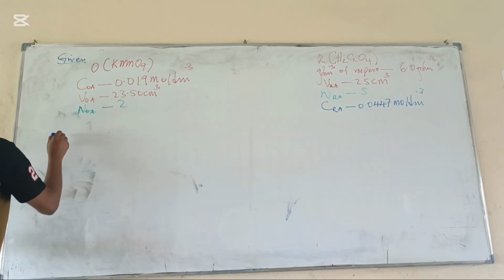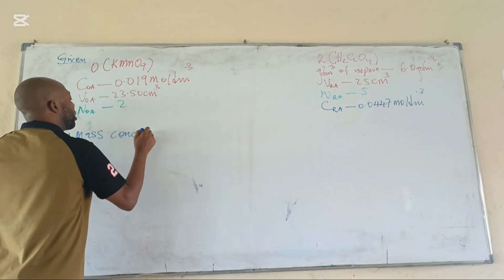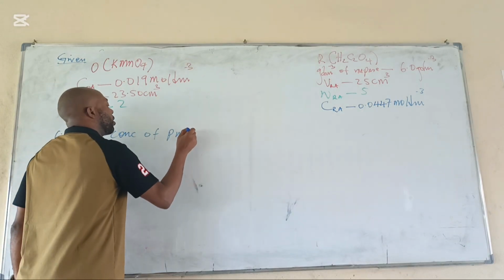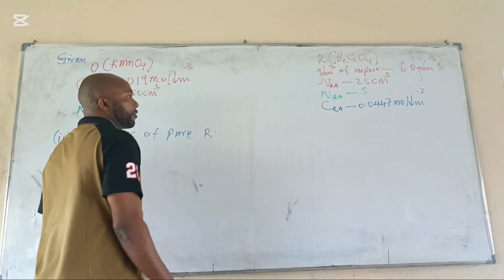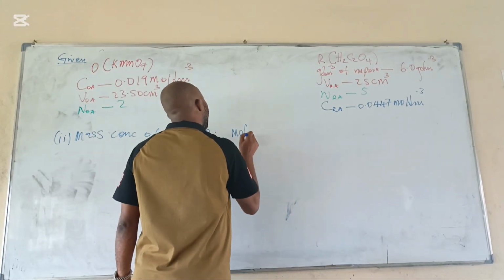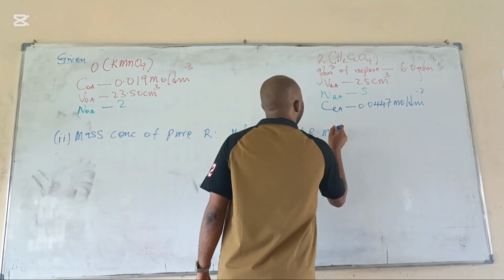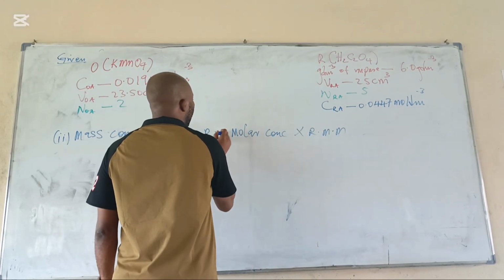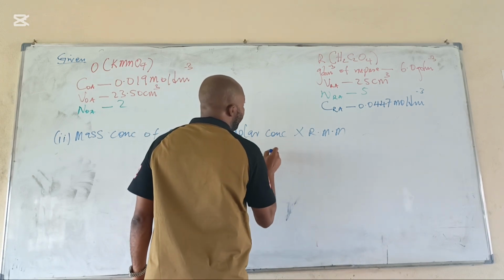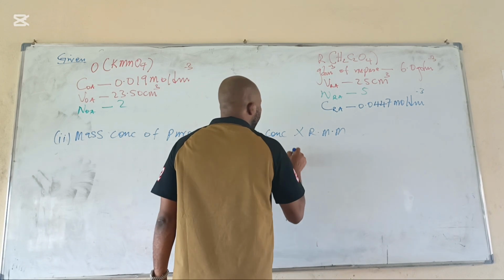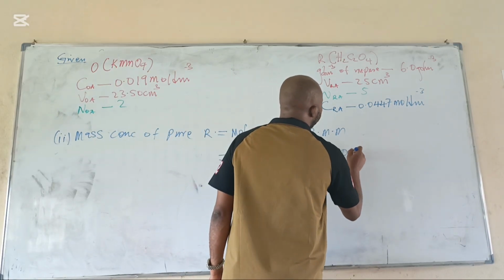Now, mass conc of pure R, we now have it to be molar conc times relative molecular mass. The molar conc is given to be 0.0447 mole per dm cube, and the relative molecular mass is 90 g per mole.